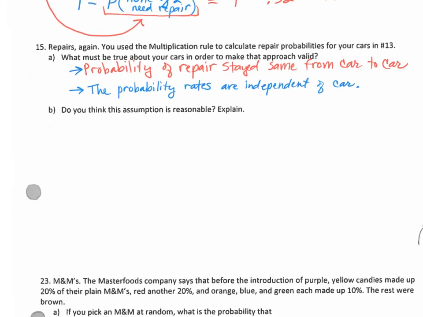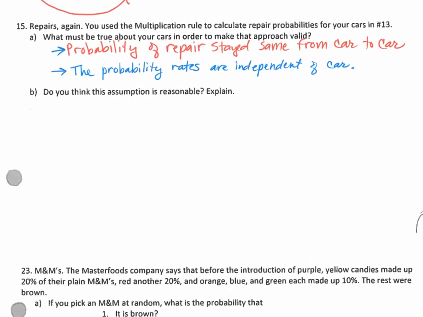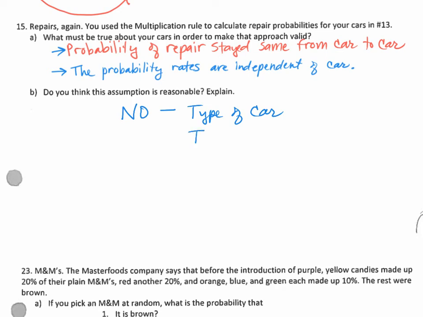Now they're just asking for your opinion. Do you think that assumption is reasonable? If you have two vehicles in your family, do you think that one car's probability or repair rate is the same as the other? No. So I agree. I say no. Let's give a couple reasons. Why? Type of car, okay. Different wear. Type of wear, wear and tear, driver, minor, all those things. Okay, and so on. So I'm going to give a few specific examples to support my statement.